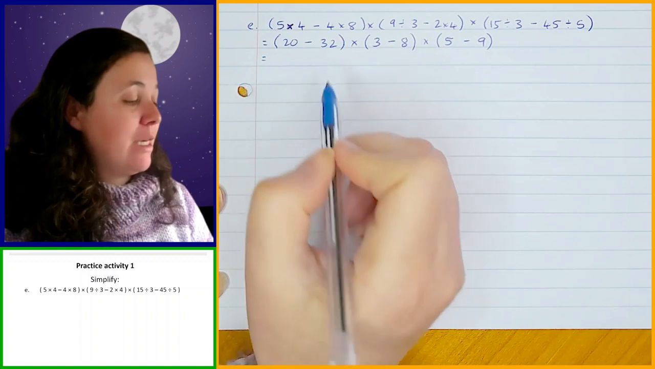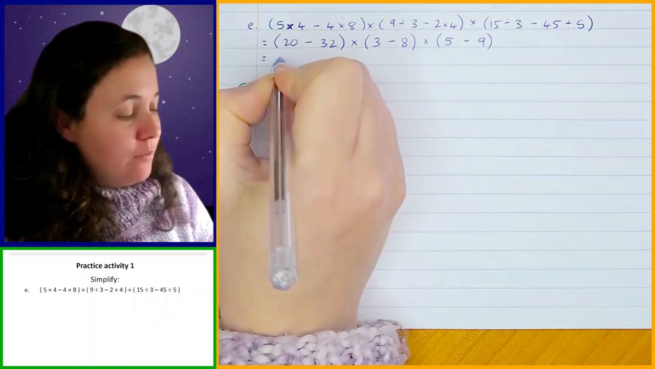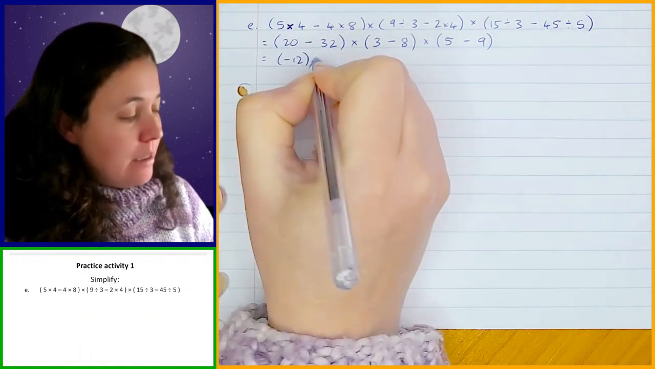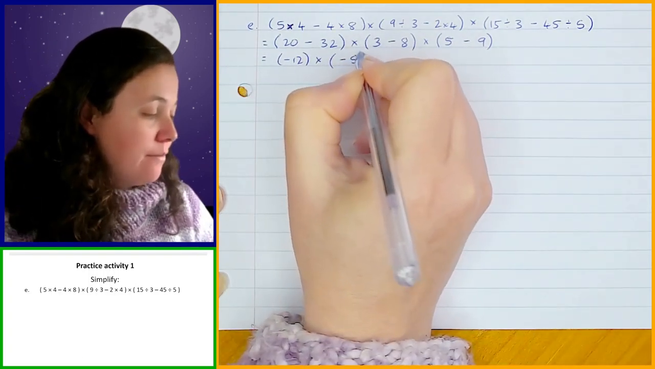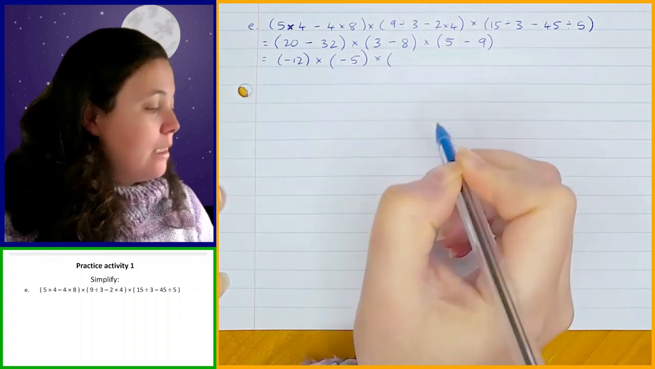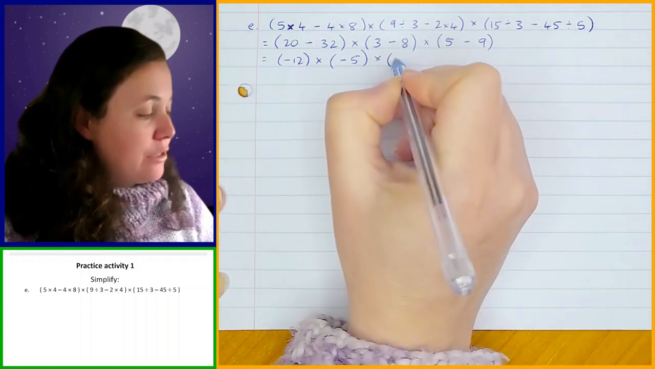So now I am going to simplify the subtraction inside those brackets. So I've got 20 minus 32. That gives me negative 12, times 3 minus 8, that gives me negative 5, times 5 minus 9 gives me negative 4.